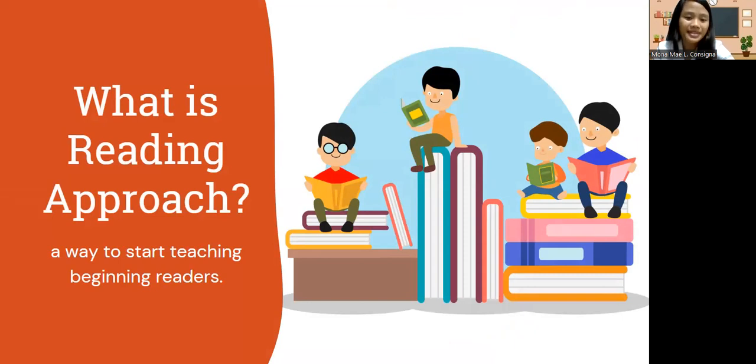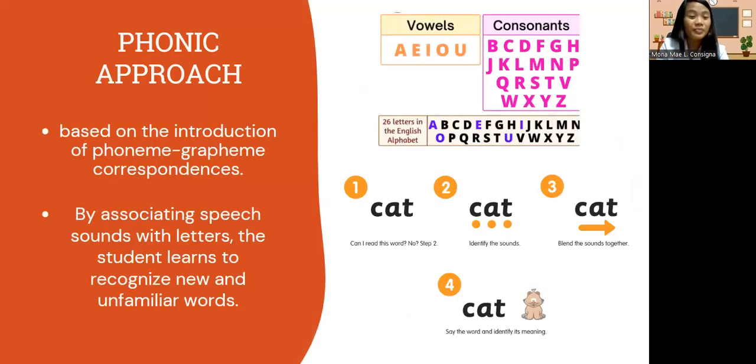There are a variety of reading approaches, and in this discussion, we will talk about three of them: the phonic approach, the linguistic approach, and also the Bloomfield approach. So let's get started with phonic. The phonic approach is based on the introduction of phoneme and grapheme. So what are phoneme and grapheme?